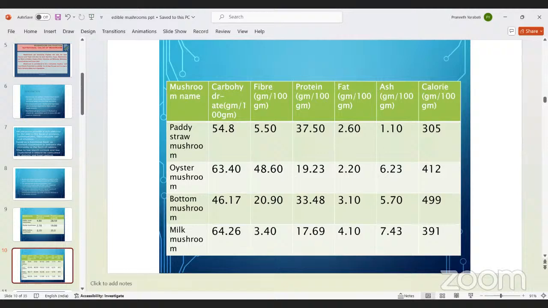Now the fiber content. In paddy straw and milk mushroom, less fiber content is present. Oyster mushroom has more. In paddy straw, 37% of protein content, in oyster mushroom 19.23, in button mushroom 33.48, and milk mushroom 17.69% of protein content is present. Fats are less in oyster mushroom and more in milk mushroom. Ash content is also less in paddy straw. For calories, button mushroom contains high calories.